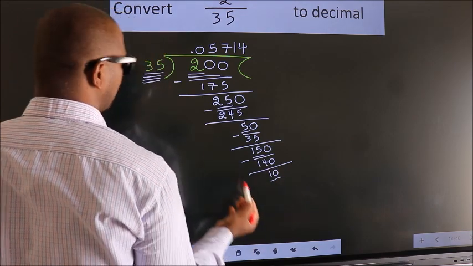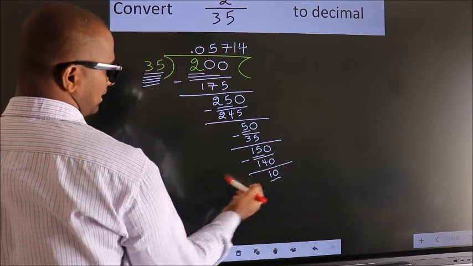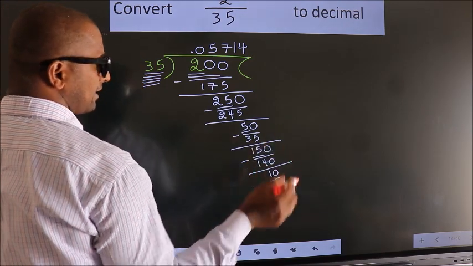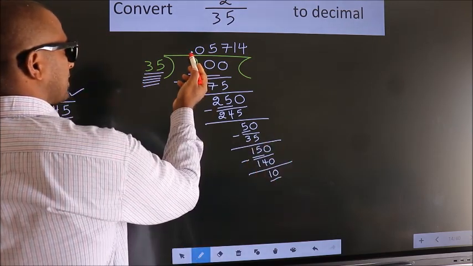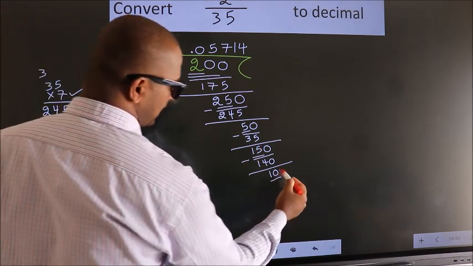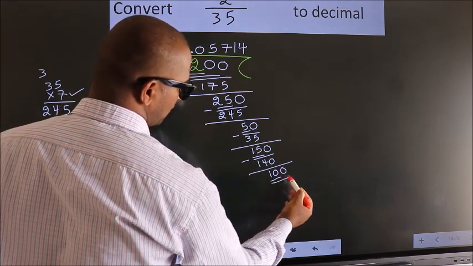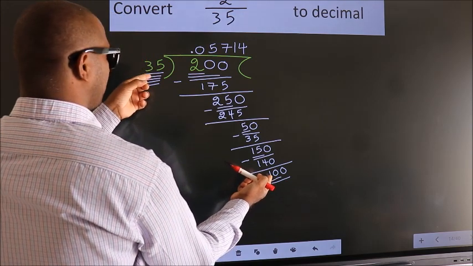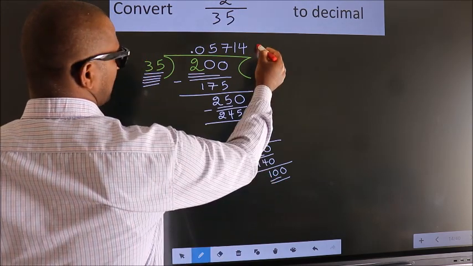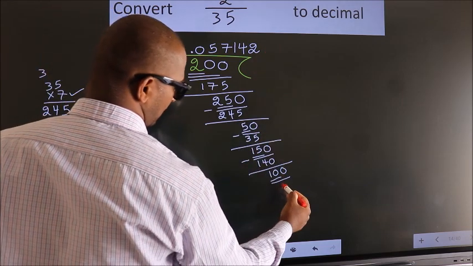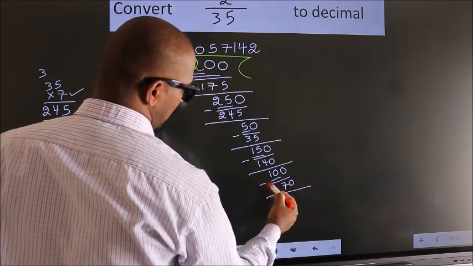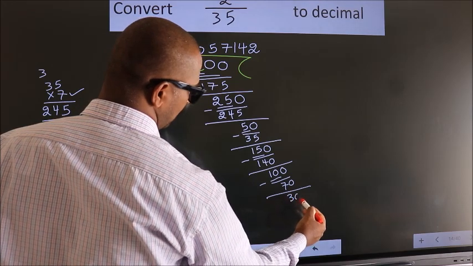Here we have 10, here 35. 10 smaller than 35, and we already have the decimal, so we can directly take 0. So 100. A number close to 100 in the 35 table is 35 twos, 70. Now we subtract, we get 30.